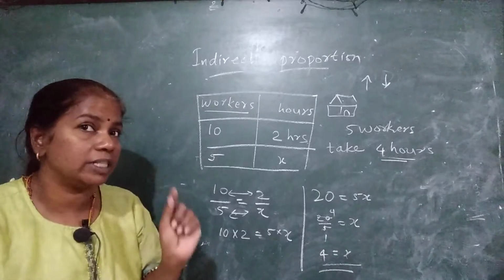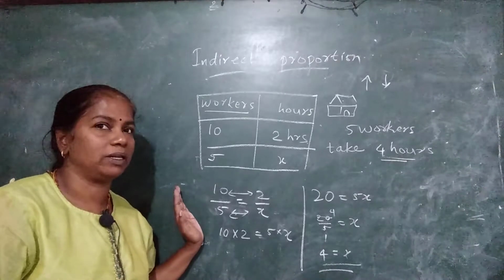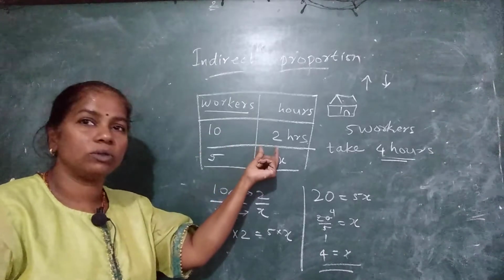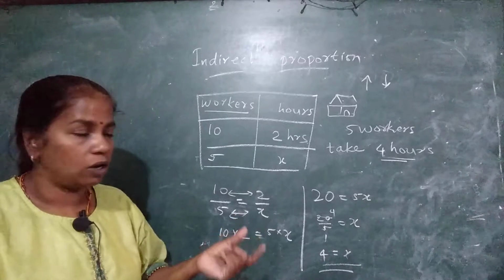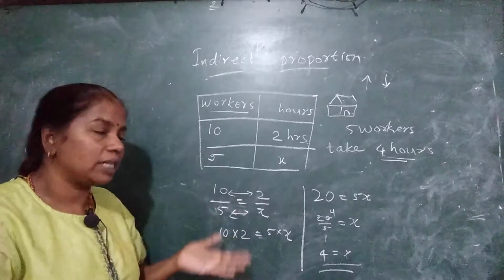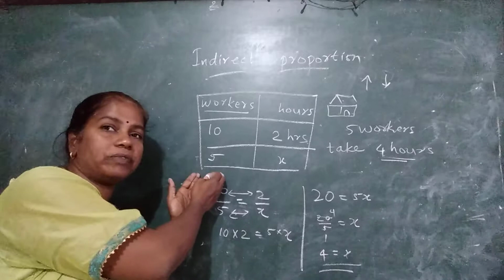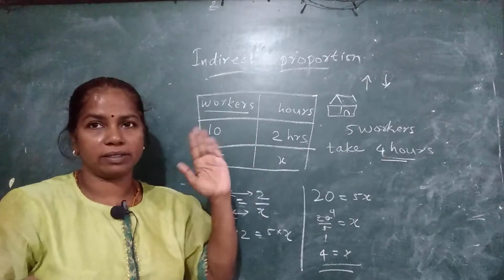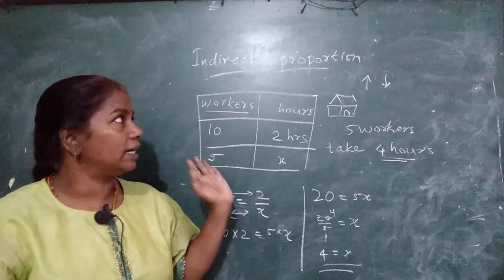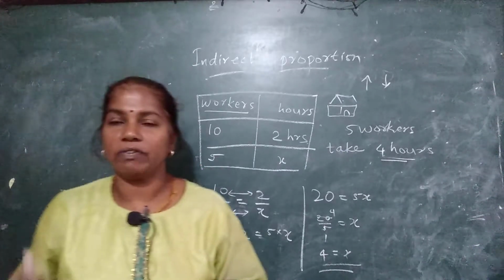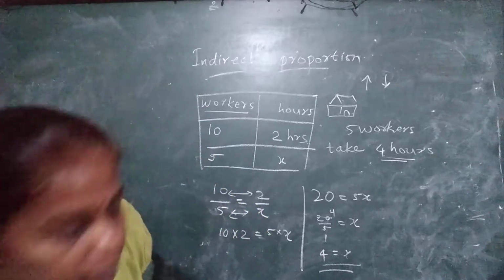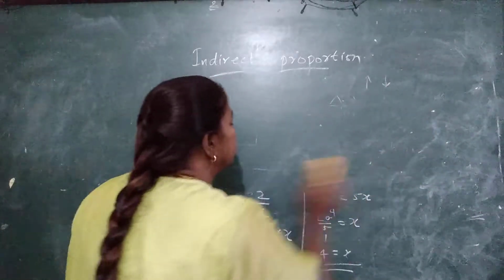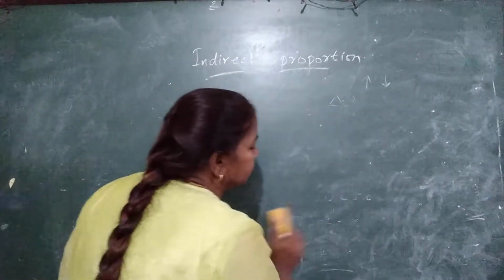Clear? I have gone very slowly so that you will understand it properly, and I have taken a very simple sum. 10 workers took 2 hours to paint a house. The same house has to be repainted. I have sent 5 workers to do the task. So how much time will they take? They will take 4 hours. Double of what? Got it? Indirect proportion. I will take one question from the textbook. It's very easy to understand. Keep your mind calm. Pay attention. Then you will understand it very well.